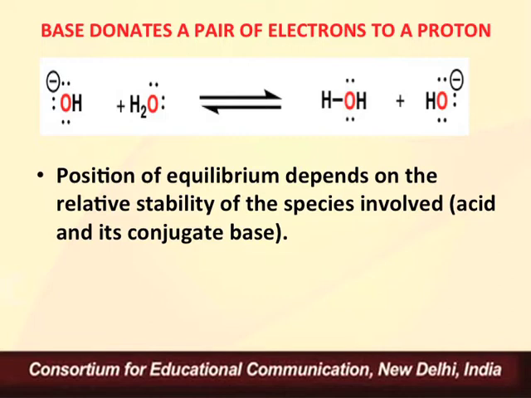Now in this case, the position of the equilibrium depends on the relative stability of the species involved. That is, if the conjugate base of an acid is stable, then the reaction will be favored in the forward direction.